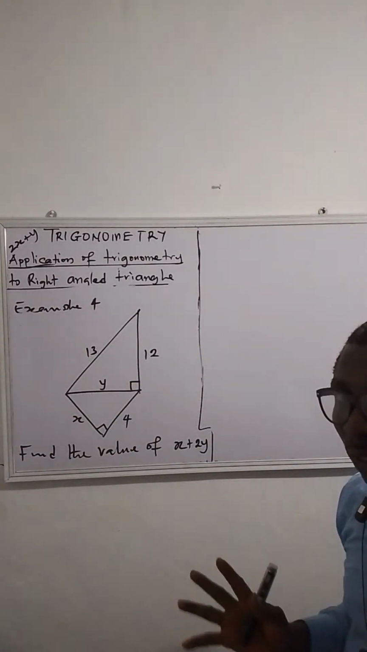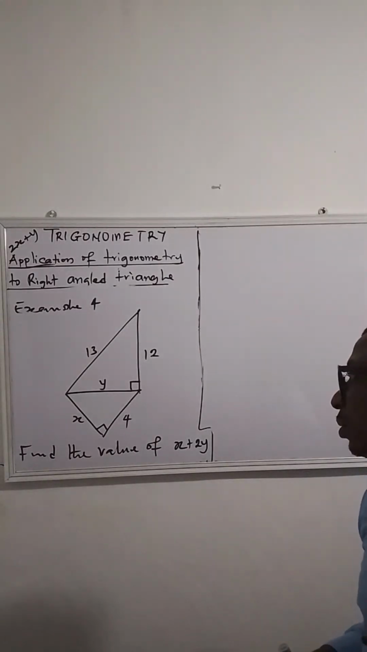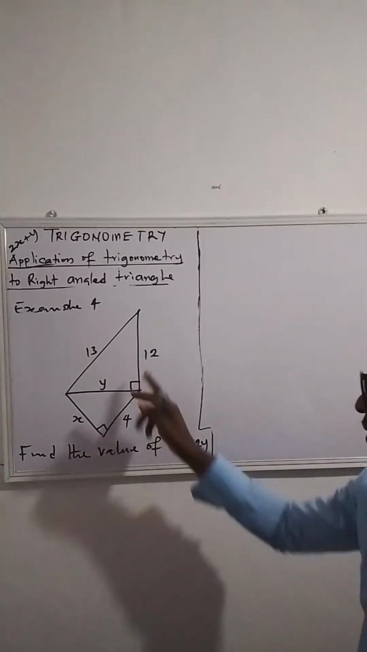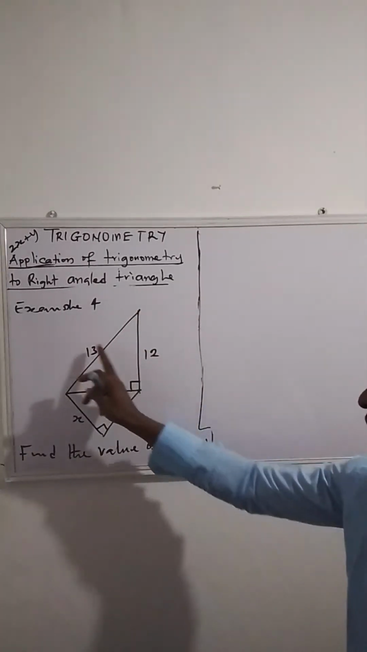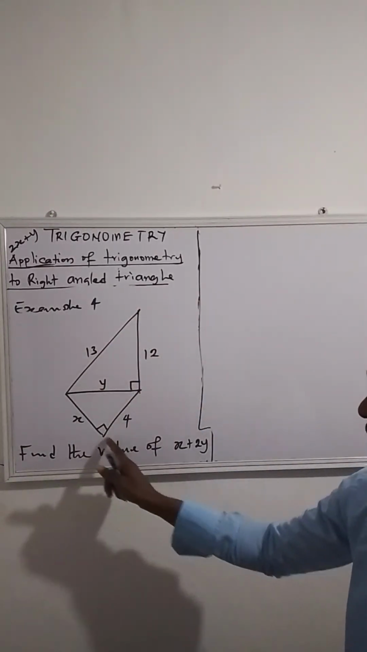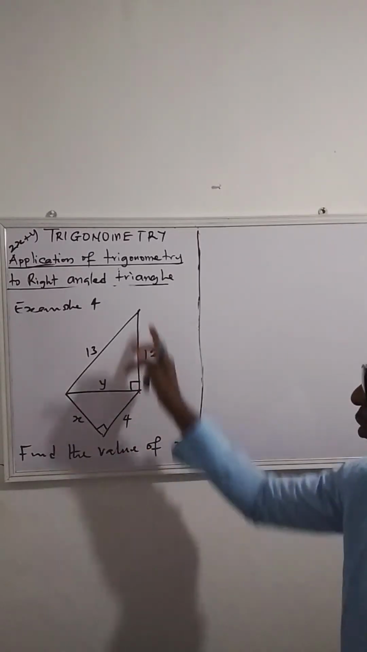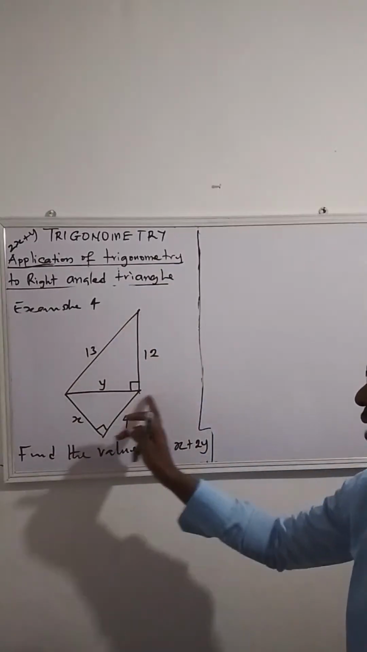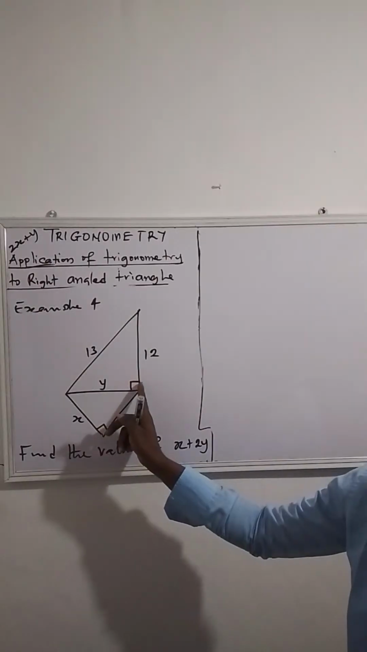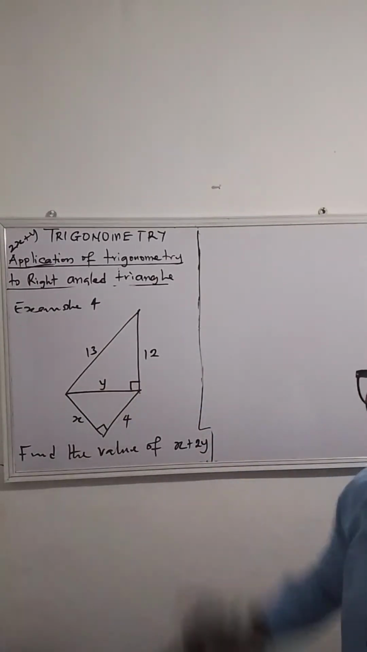Now I must know the one to start with. I just need to look for a right angle triangle that has two given sides. So look at it, I have two given sides here. So this is the triangle I'm going to start with. I can't start with this because I have two unknowns. Now let's look at this triangle. This is the hypotenuse because this is the side that is facing the right angle. Don't forget, the side facing the right angle is the hypotenuse.